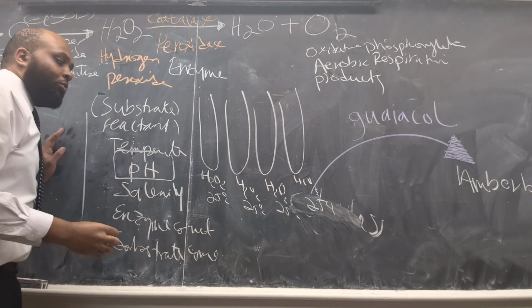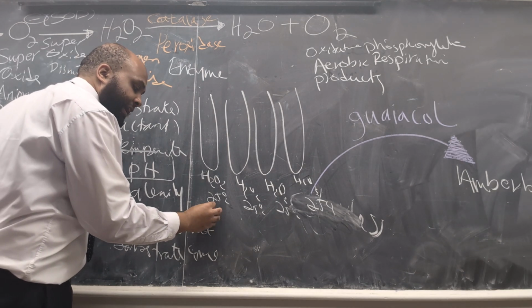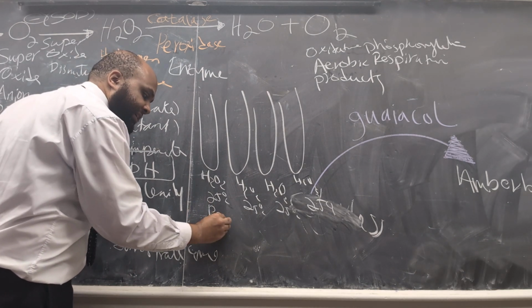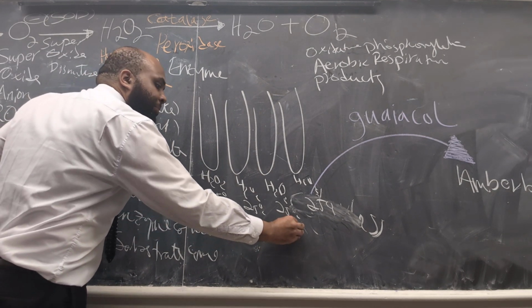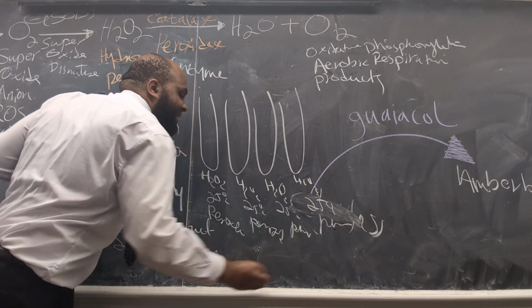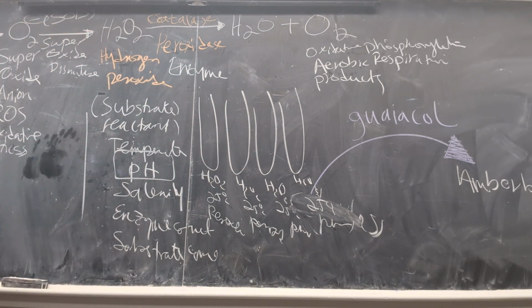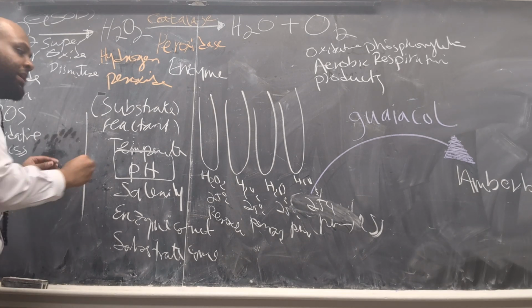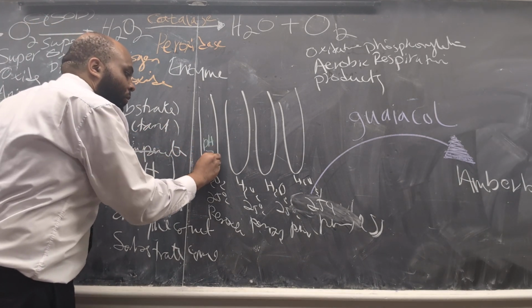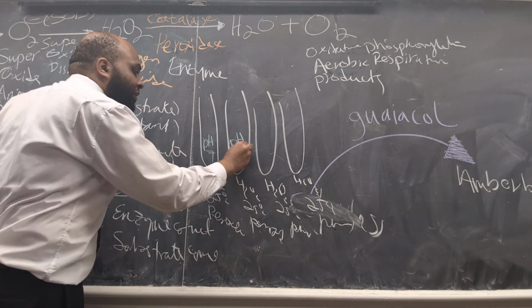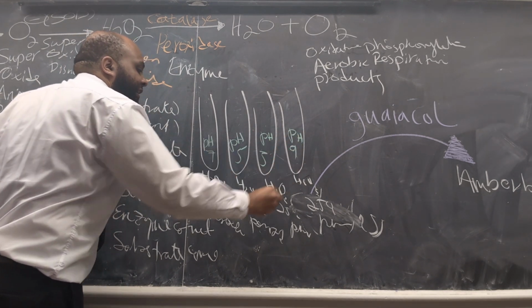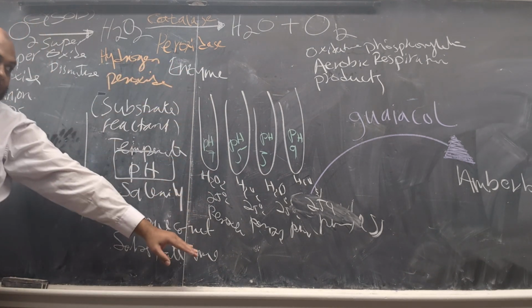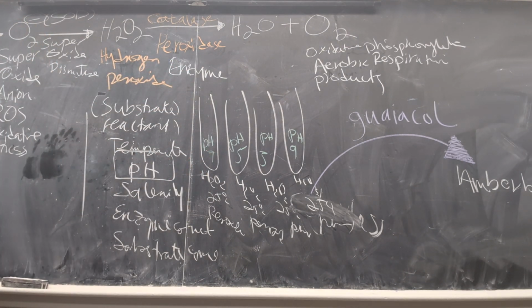They're also gonna have the same what? They're gonna have the same enzyme, peroxidase, the same amount. Everything is the same except one thing. What's going to be different? The pH. One is going to be pH 7, one is going to be pH 5, one is going to be pH 3, and one is going to be pH 9. I'm going to test all the same except the pH is going to be different.